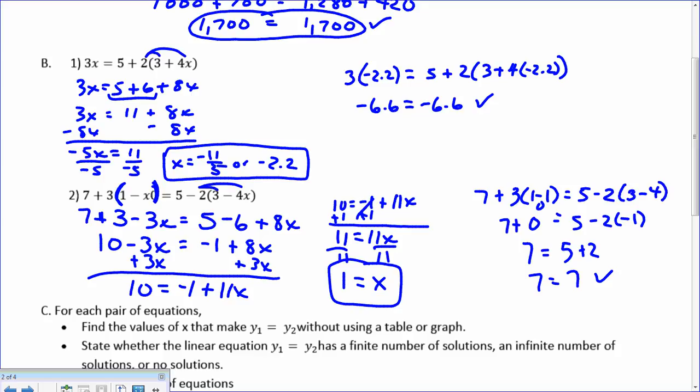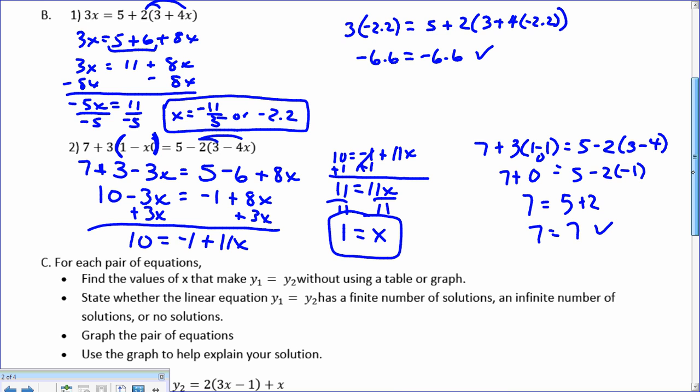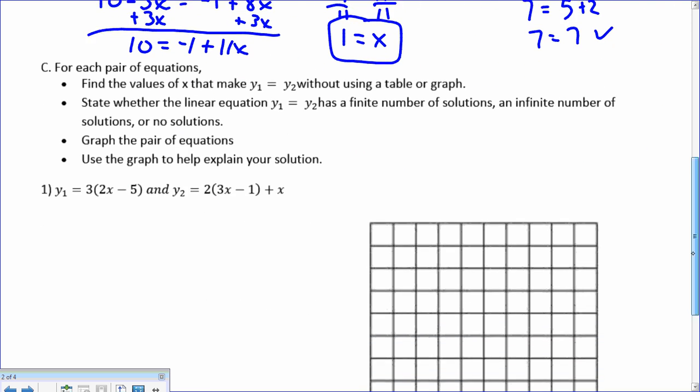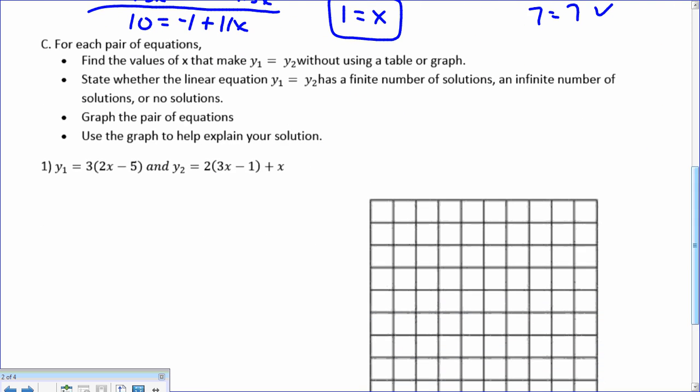All right, so now for those same pairs of equations, we're going to graph it. That's what C is. So if you go down below here, so it says for C, find the values of x that make y1 equal to y2 without using a graph or table. State whether they're, now, these 3 solutions, okay? But we already set these equal.